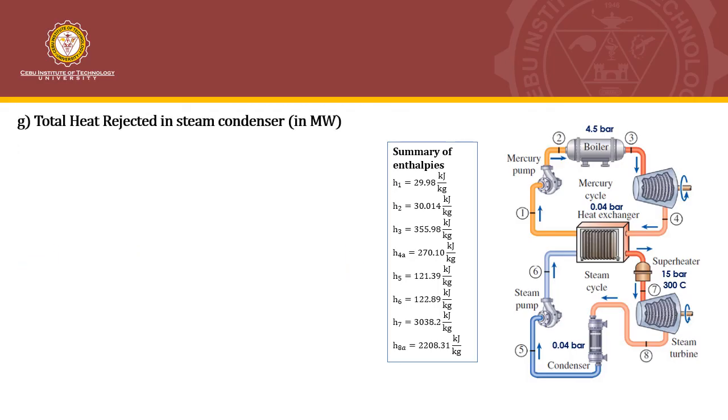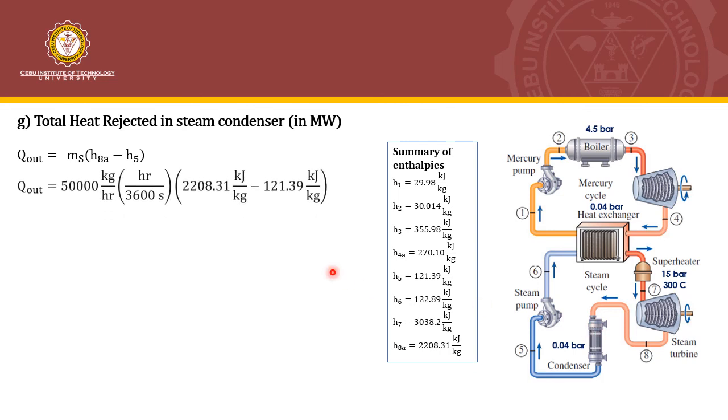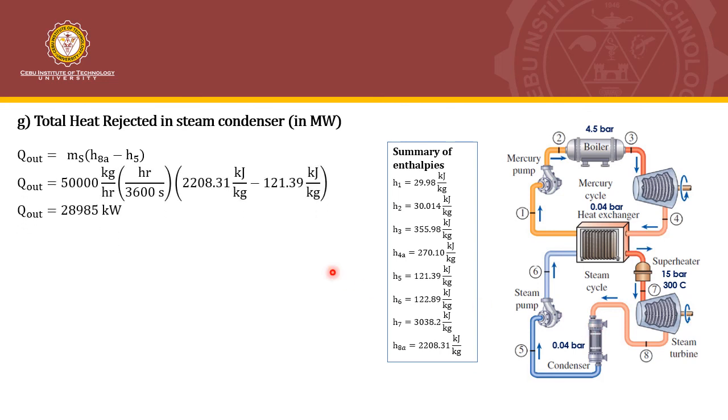On the other hand, the total heat rejection is in the condenser of the steam cycle, and that is simply the mass of the steam multiplied by h8a minus h5, or the enthalpy difference across the condenser. So the heat rejected is 28.95 kilowatt, or simply 28.99 megawatts. So you can see that out of the heat that we produce in the boiler, 28.99 megawatts is wasted.